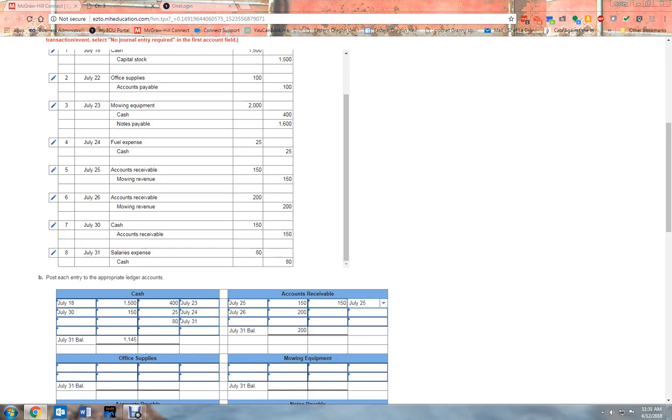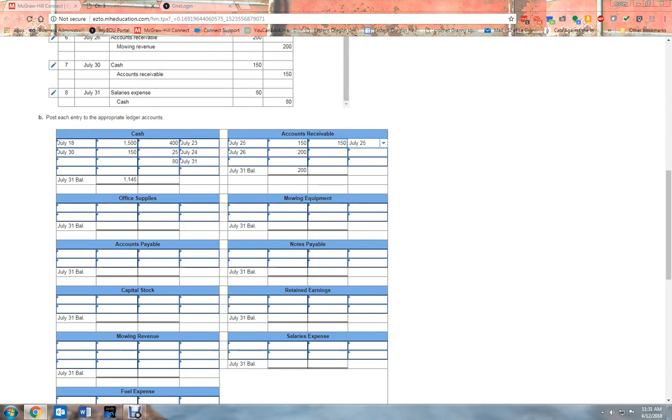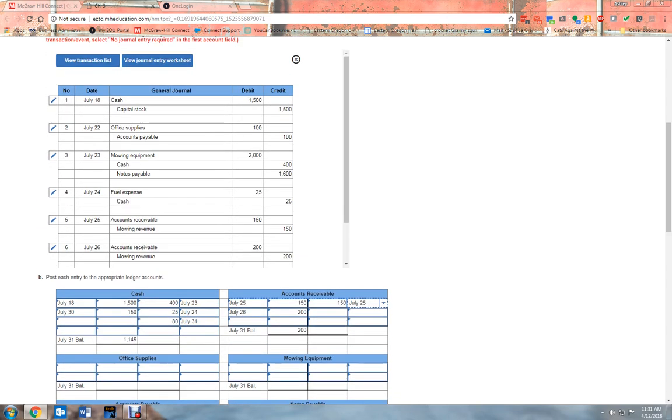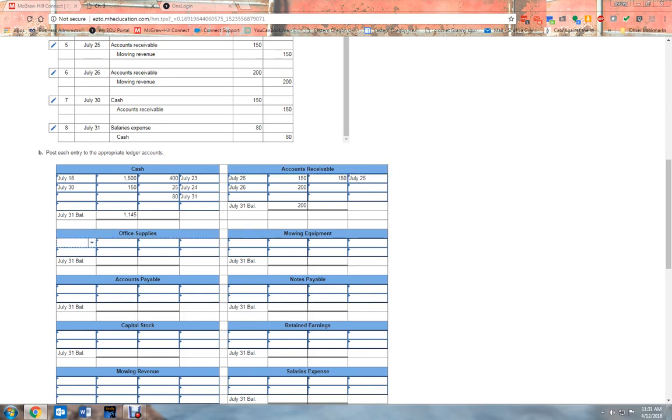So adding my debits and subtracting my credits, I have a $200 debit balance in my accounts receivable. So clients still owe me $200 at the end of July. All right, so office supplies is next. These are all going to go pretty quickly because I don't have very many entries. So I go back and look for my office supplies entries. We just had one, July 22nd. So I'll pull that date down. And our office supplies were $100. Therefore, we have a debit balance of $100 in our office supplies.